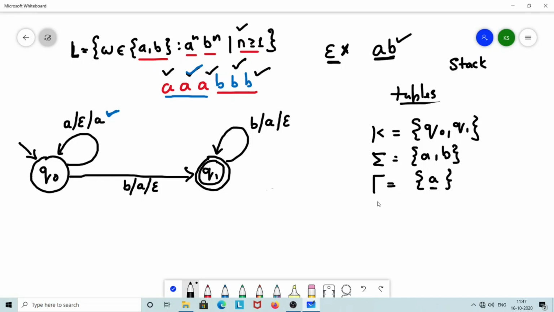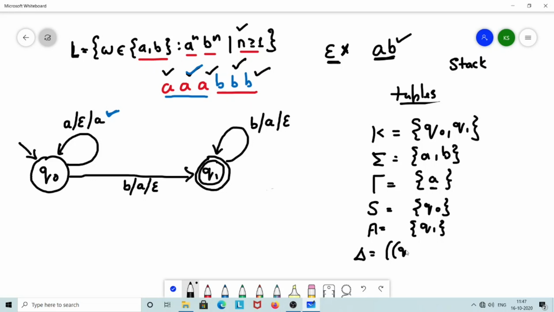Next is the starting state S, which happens to be Q0. A, the set of accepting states. Here we have only one, which is Q1, right? And finally, we'll write delta, which is the transition. So it's a set of transitions.